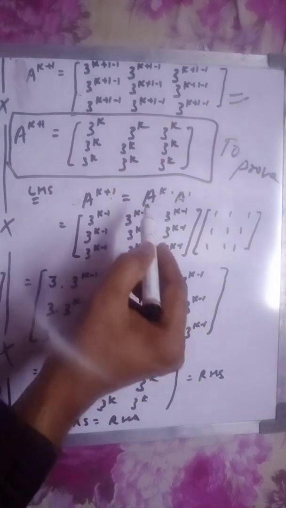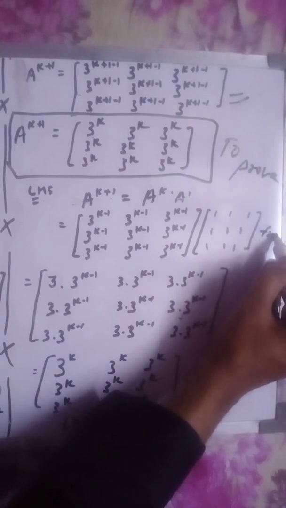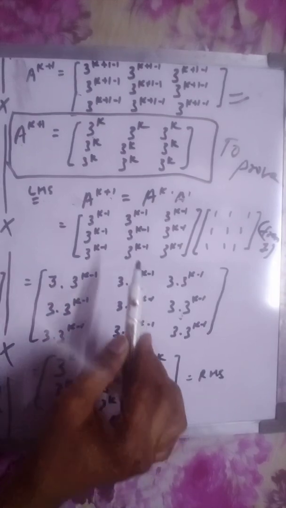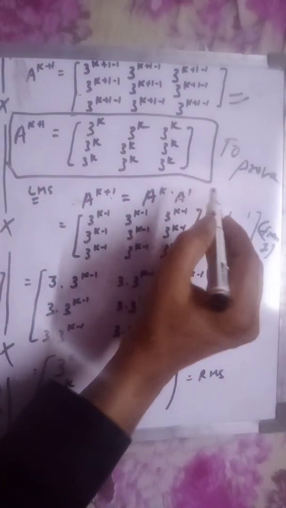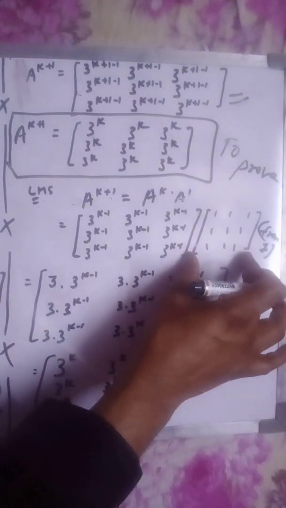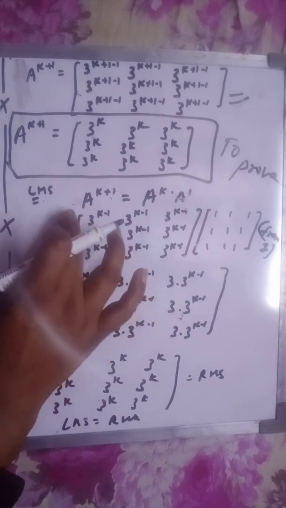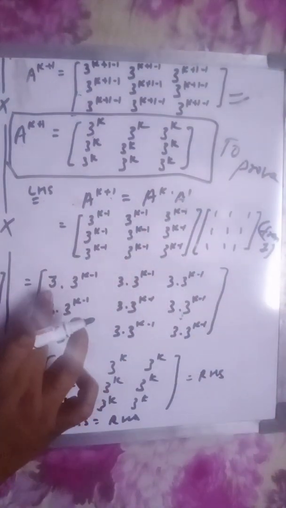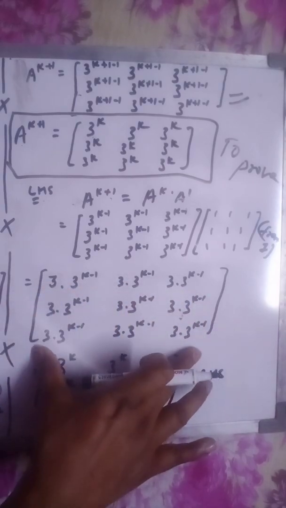After that, A raised to power k, see question number 1. From 1, you will get the value of A^k, and A raised to the power 1 is A also. A is given in your question. Here it is. This is the value for A. This is the value for A^k. When you multiply these, you know how to multiply two matrices. When you multiply this whole row with this whole column, you will get 3 into 3 raised to the power k minus 1. In all terms, you will get the same thing.